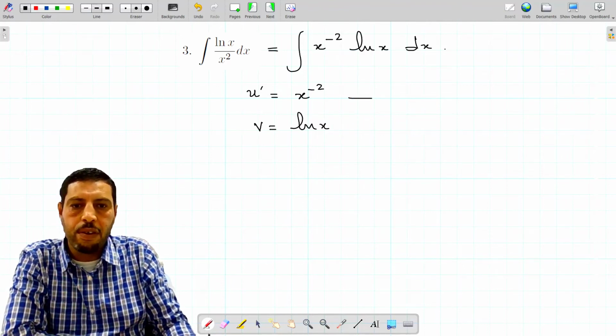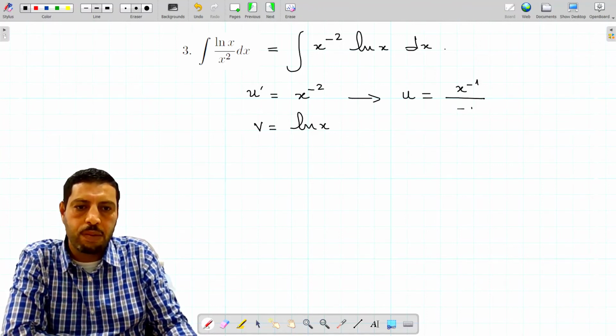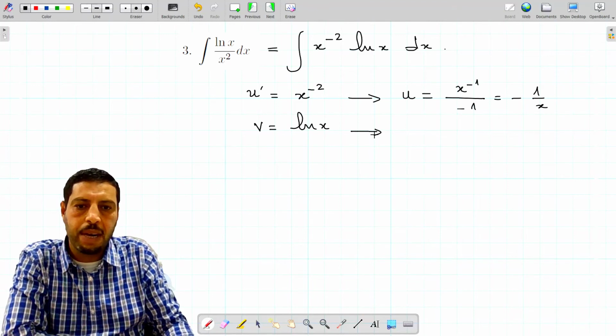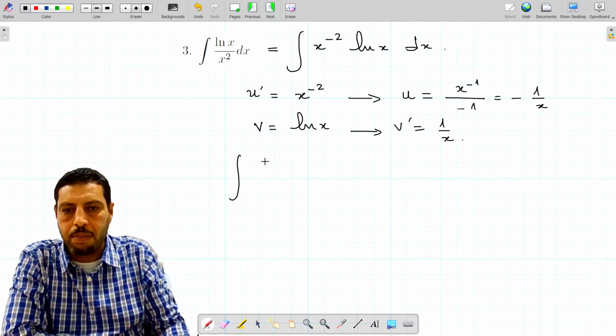x. So if u prime is x to the power of minus 2, u is x to the power of minus 1 over minus 1, or simply minus 1 over x. And if v is ln of x, v prime, its derivative is 1 over x. We apply the integration by parts rule.